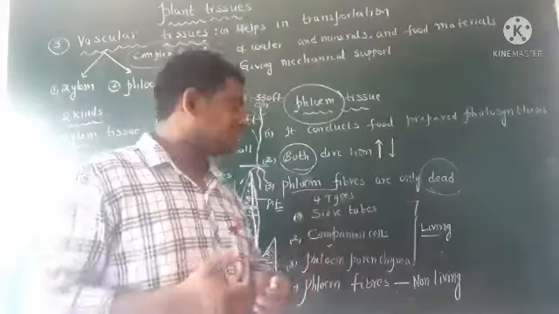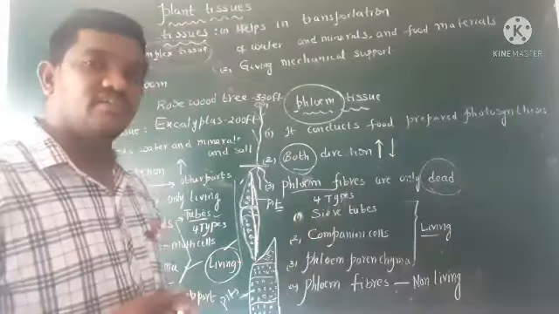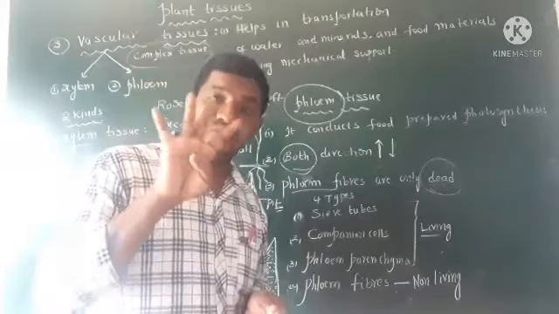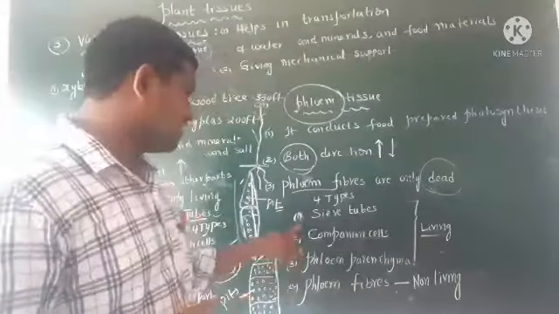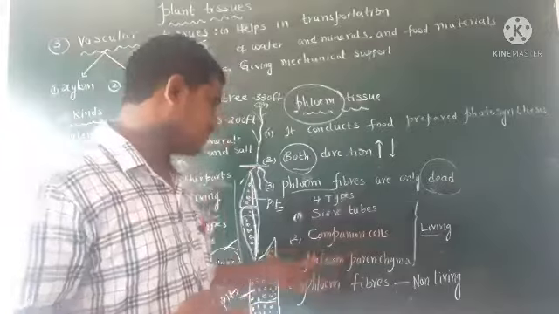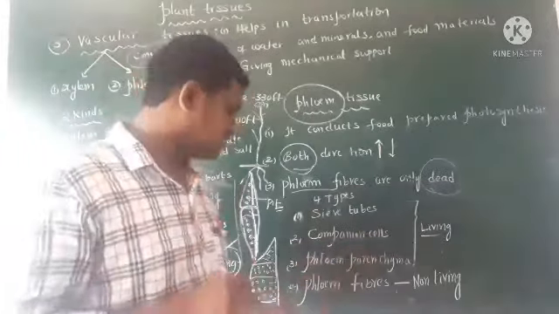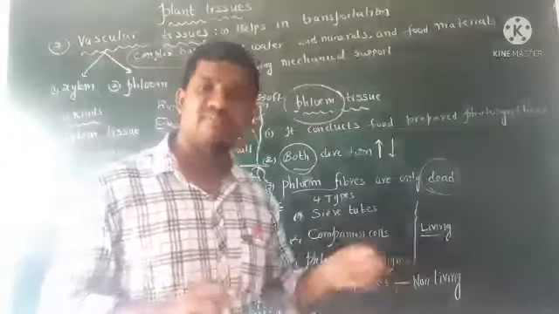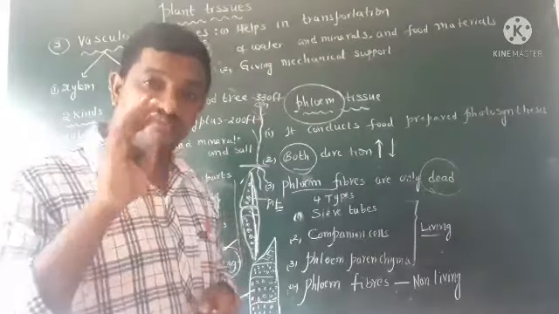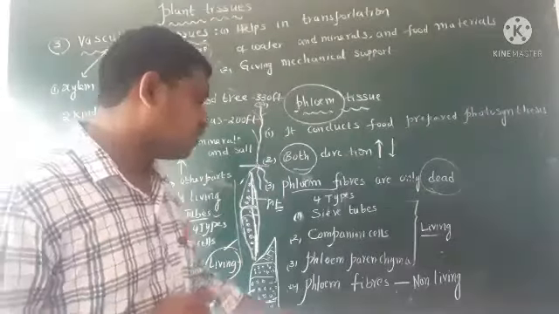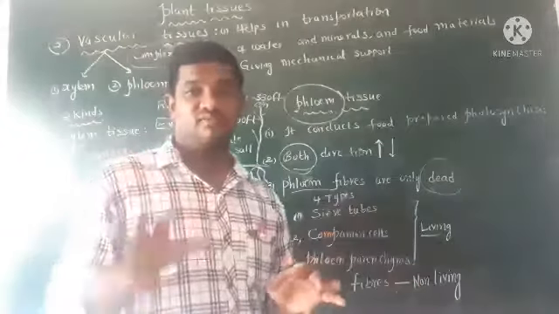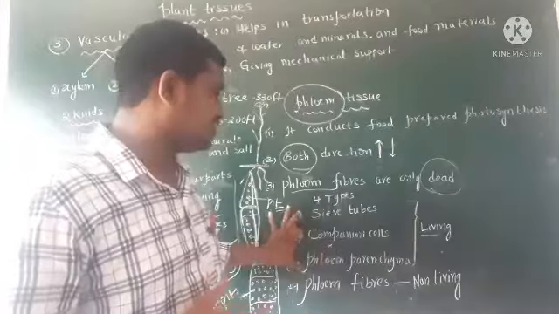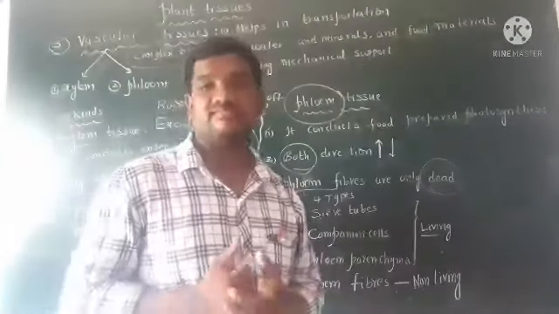What are phloem fibers? Remember it. Phloem tissues consist of four cells: sieve tubes, companion cells, phloem parenchyma, and phloem fibers. Among these four cells, only phloem fibers are non-living. The remaining three cells are living cells. Remember it.